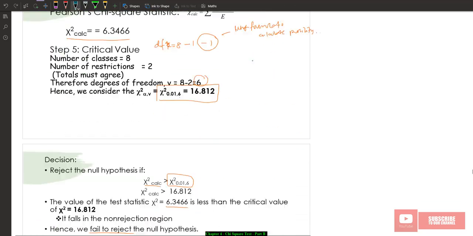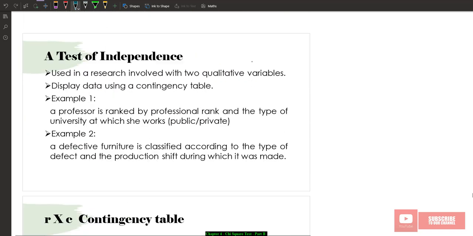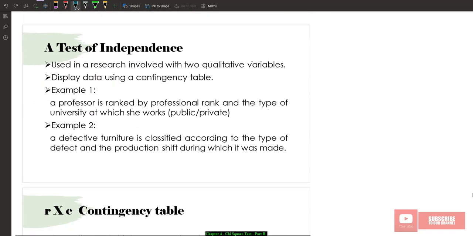I think next class we will meet on test of independence, right? Still under chi-square test, right? In the next class we will see the test of independence, right?